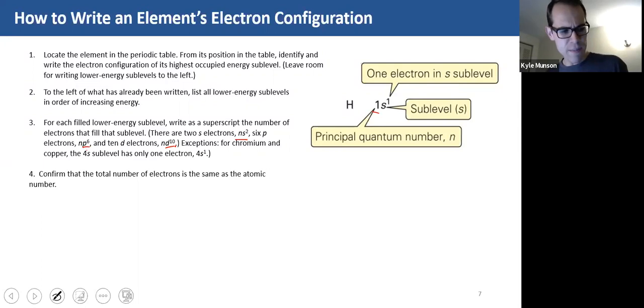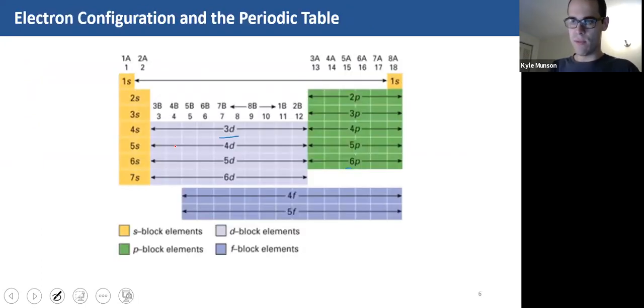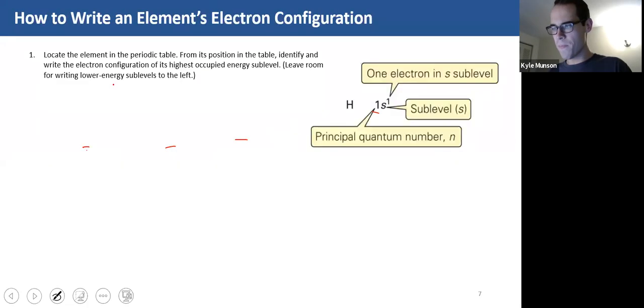So here for hydrogen, it is in row 1, so its principal quantum number is just equal to the row, so that's a 1, okay? It is in the S block. If you go back a slide, hydrogen is right here. It's in the S block. So it'd be handy to have this in front of you when you're doing these electron configurations. Okay, so that's the sublevel it's in.